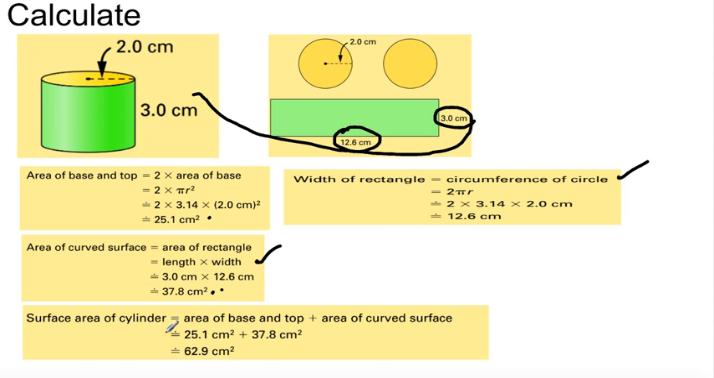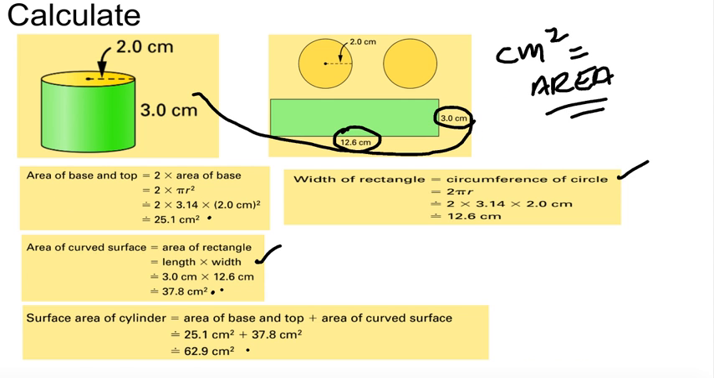Then you add these together. The area of the base and the top, which you did in one shot, 25.1 centimeters squared plus 37.8 centimeters squared, gives you 62.9 centimeters squared. Now, centimeters squared equals area. I'm telling you this because I'm going to be doing volume next, not in this video, in another one.